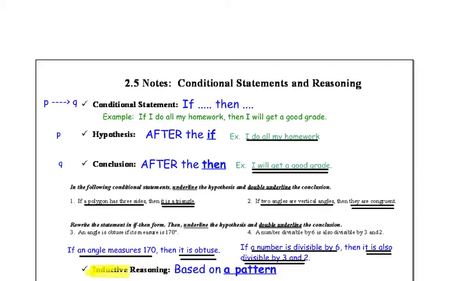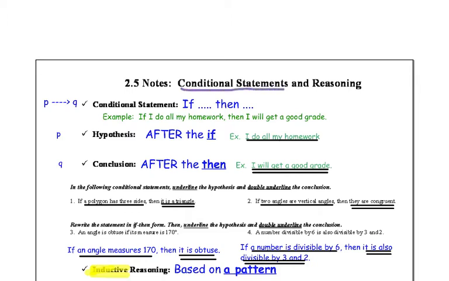2.5 is a little bit of a tricky section. There's so much writing in section 2.5. So the notes that I have here for you do have all the writing done already. I just think it will be clearer and easier to see, but I'll still go through everything. So we start off talking about conditional statements.